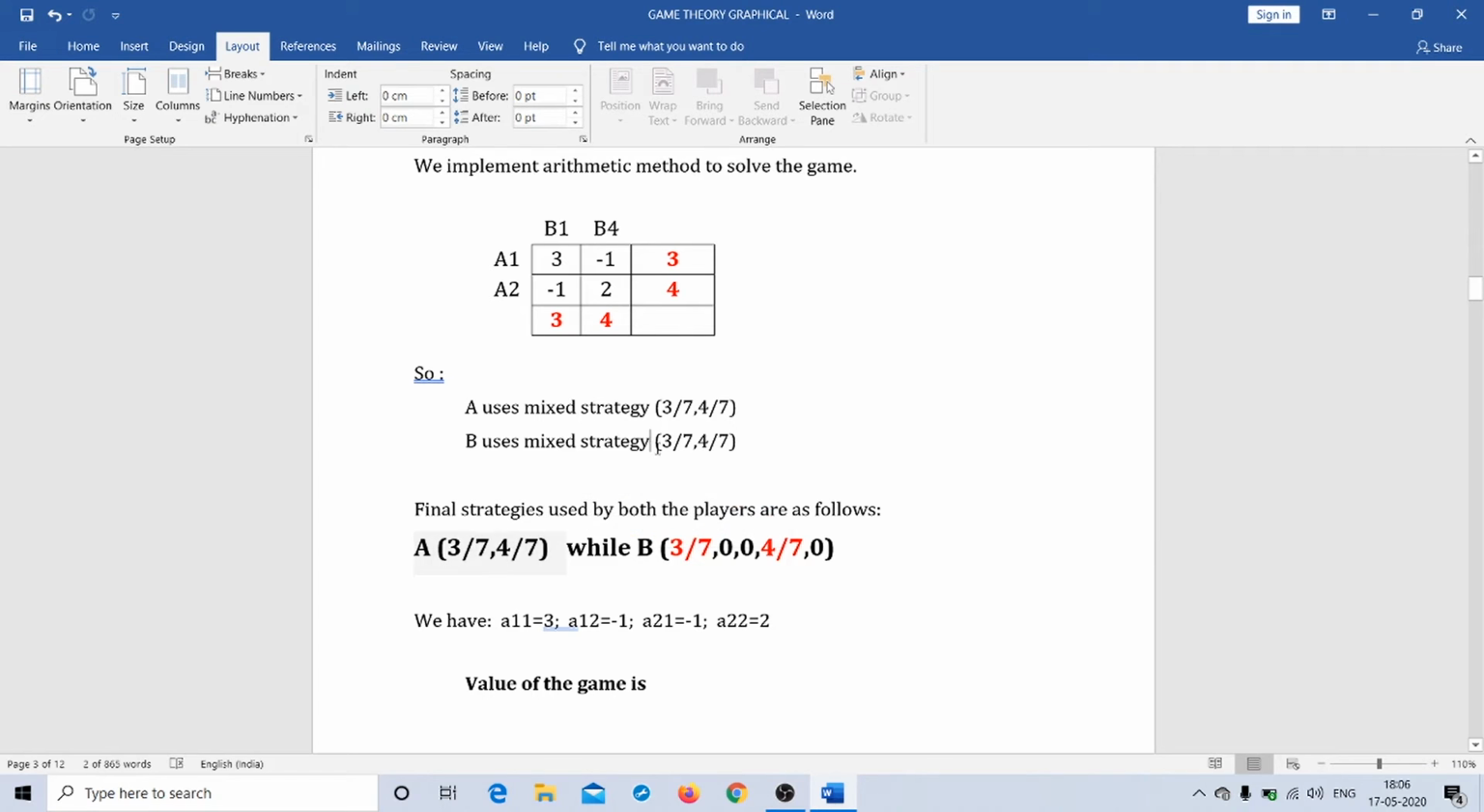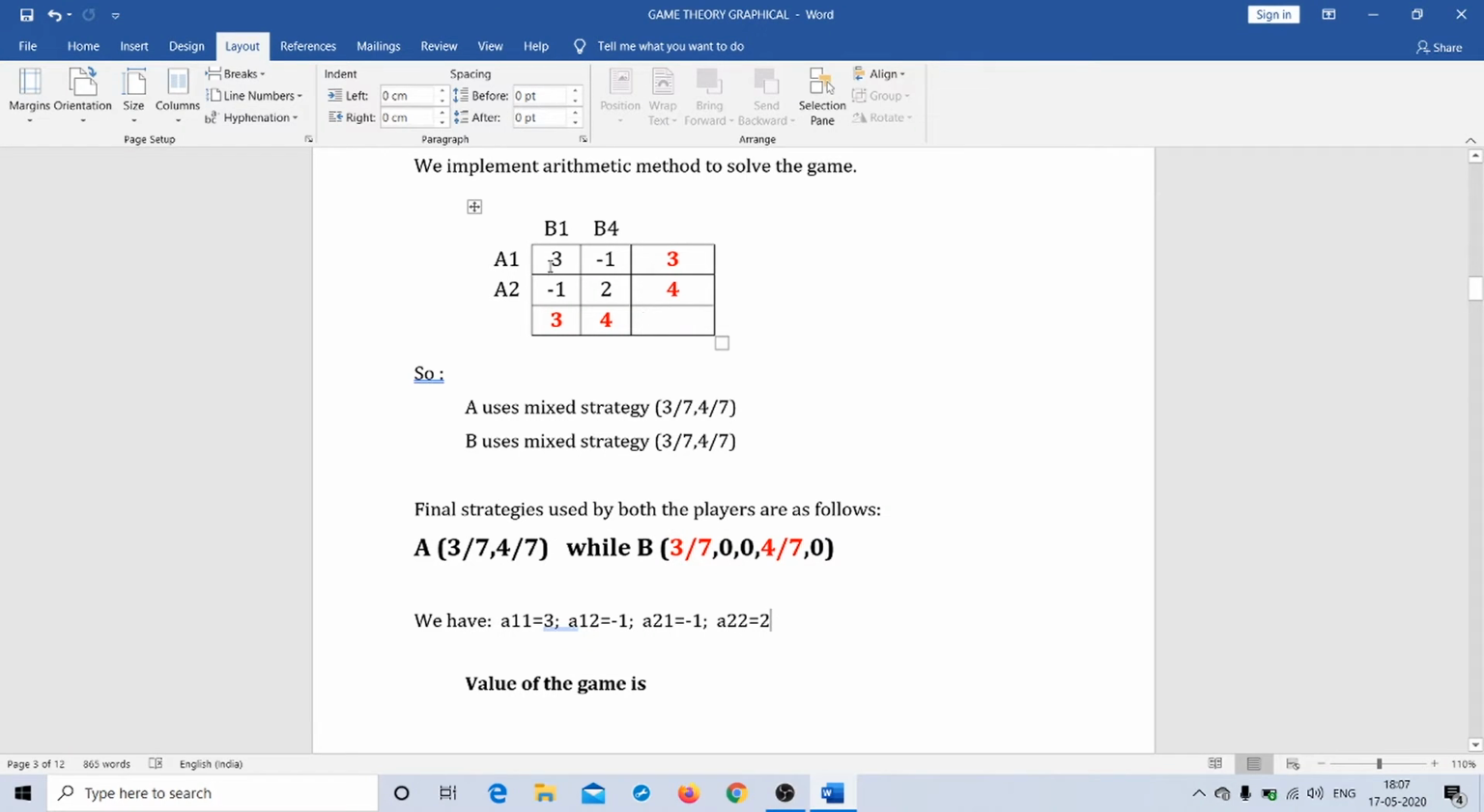But here we made a statement that player B uses a mixed strategy of 3 by 7 and 4 by 7, and this 3 by 7 and 4 by 7 belongs to B1 and B4. That means player B uses a mixed strategy of B1 and B4, right? But player B originally has 5 strategies in the payoff matrix. So you write 3 by 7 for B1 and 4 by 7 for B4, and the strategies that player B is not using here are B2, B3 and B5. Hence, for those 3 strategies, B2, B3 and B5, you mention 0, right? So this particular line tells me that B uses strategy B1, in red color, which is 3 by 7, and strategy B4, which I have again highlighted in red color, which is 4 by 7.